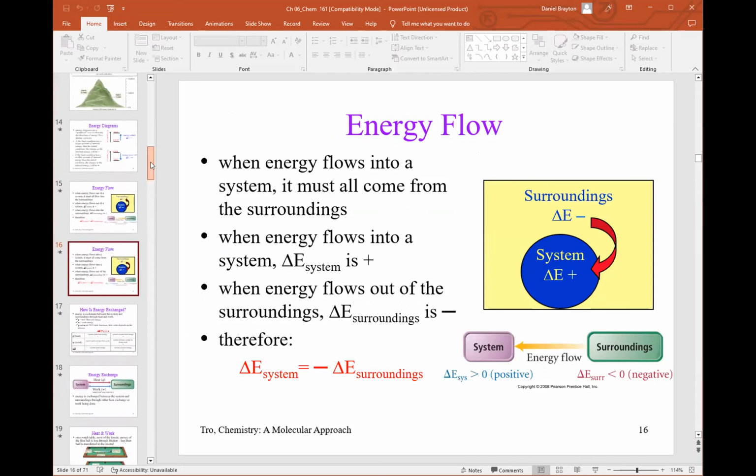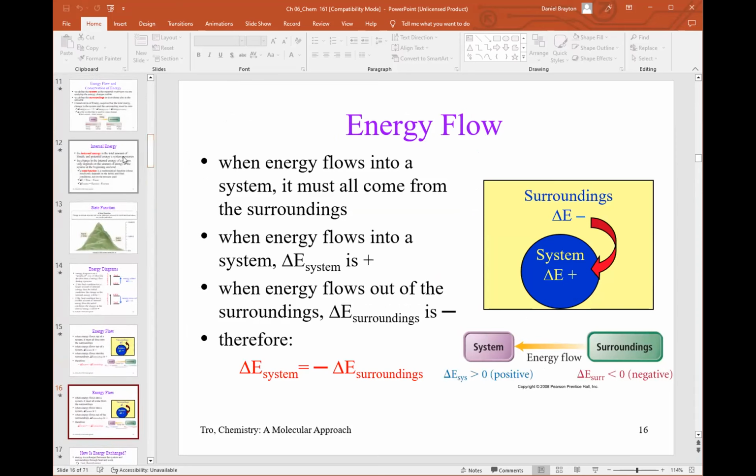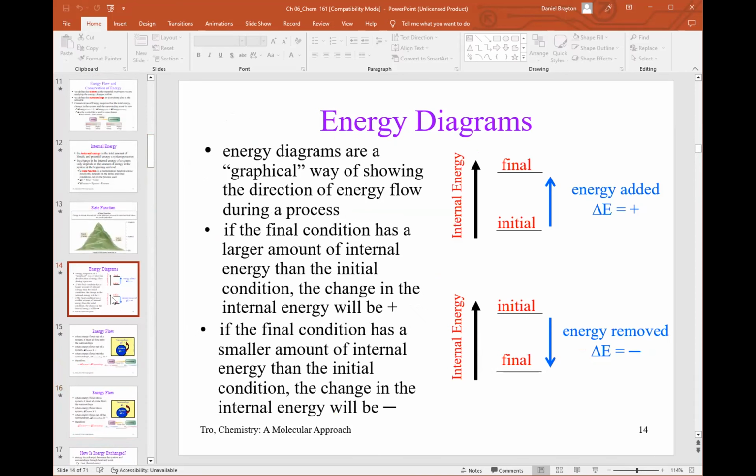Energy flow, yeah, that one. Or it might have been one or two slides before, trying to explain the signs for it. Oh, maybe this one, but probably.